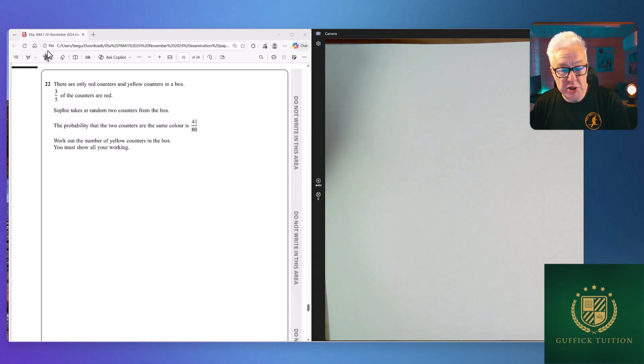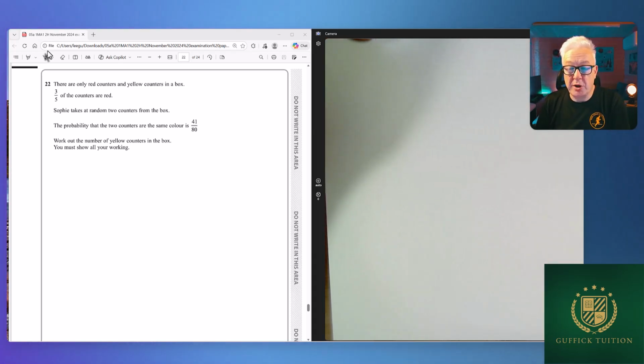Hello everyone, we've got a conditional probability question here. It's the last question on a paper and I think it's really tricky. It says there are only red counters and yellow counters in a box. 3/5 of the counters are red.